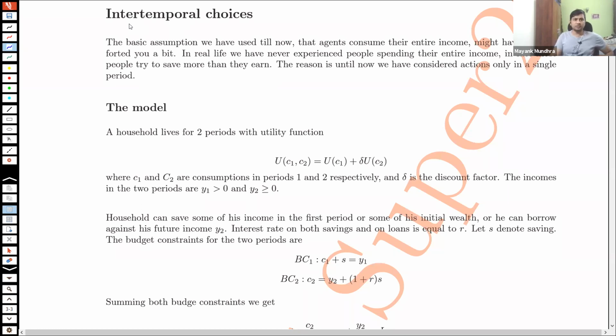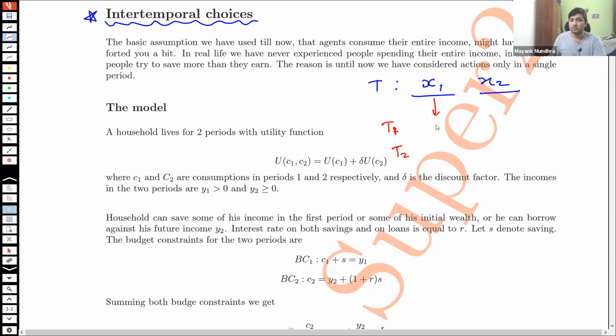All right, so in the last class, we were doing intertemporal choices. Intertemporal choices is a very important topic. In the first part of consumer theory, what we saw is that in a single time period T, a consumer was consuming two goods, X1 and X2. So we had to decide how much of the good X1 was being consumed and how much of the good X2 was being consumed. In intertemporal choice, the same good is consumed in two time periods, T1 and T2. So you have X1 as consumption of the good X in period 1 and X2 as the consumption of the good in period 2.